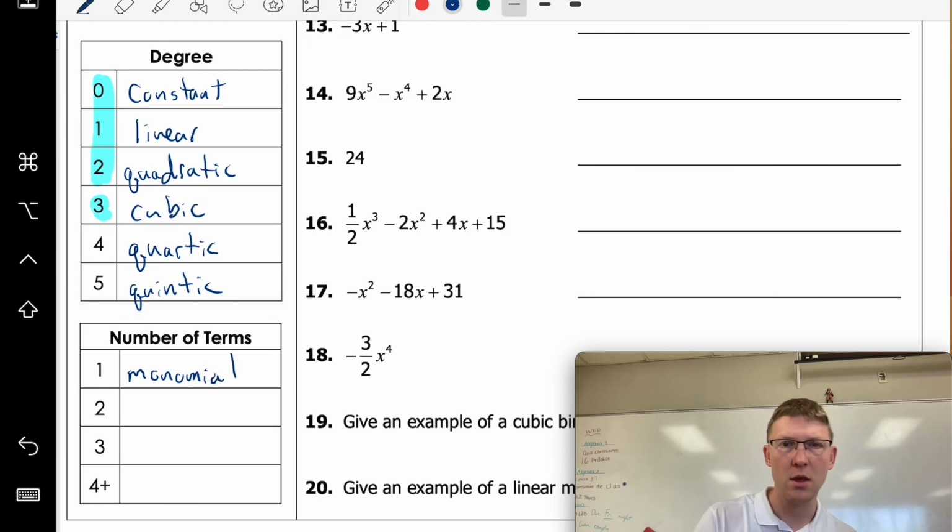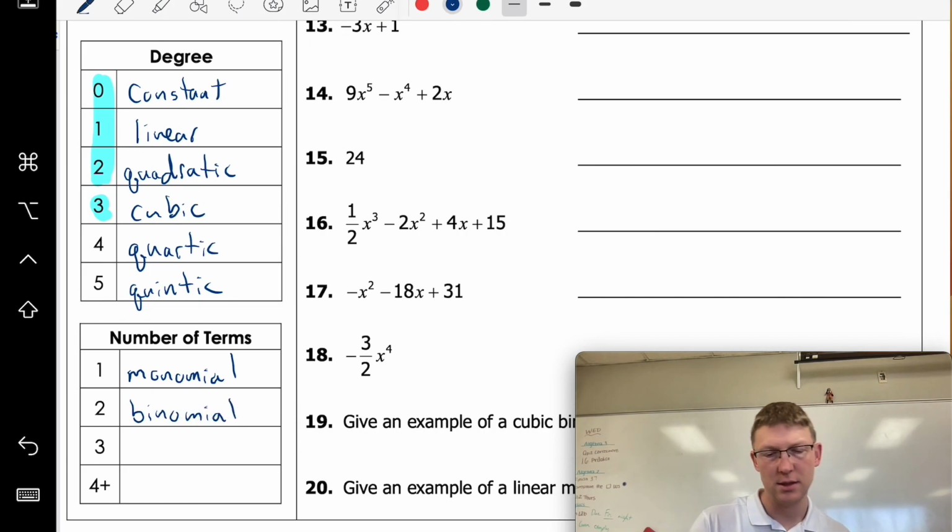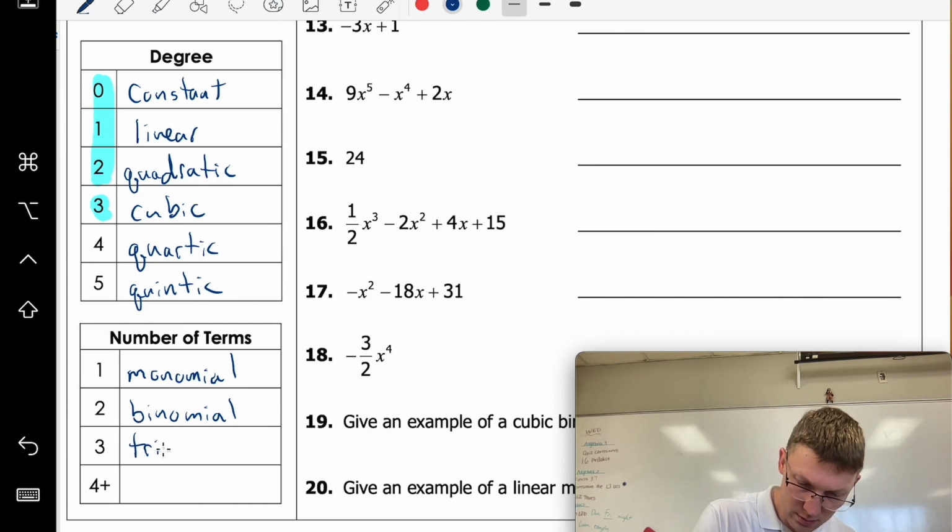Monomial. That's one term. You've probably heard the term binomial before, so hopefully you know that means two terms. Then we've got trinomial, like a perfect square trinomial. And then anything more than that is just a polynomial.